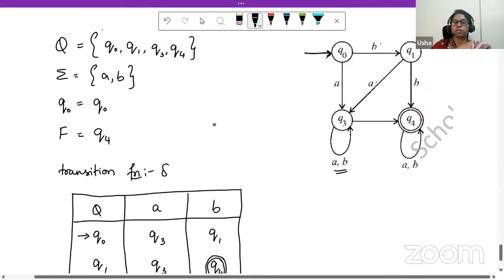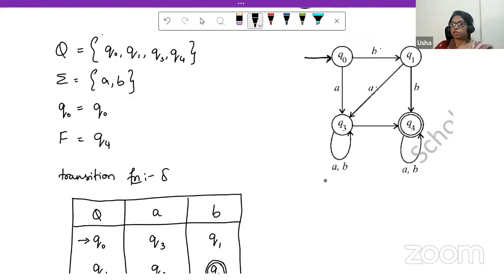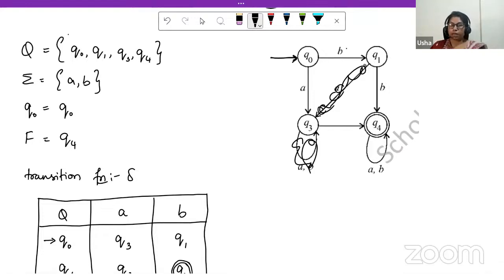What is a non-deterministic finite automata? Suppose this arrow was not there. Suppose this arrow was not there and this arrow was not there. Then from Q0, if it is A, it will go to Q3. If it is B, it will go to Q1. And from Q1, if it is B, it will go to Q4. If it is A, where to go? It is not mentioned. So from any state, if the next state for a particular input is not given, it is non-deterministic finite automata.